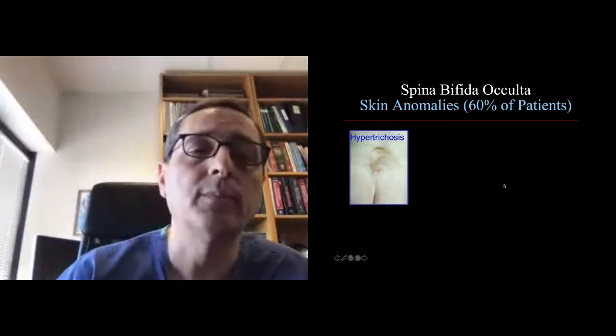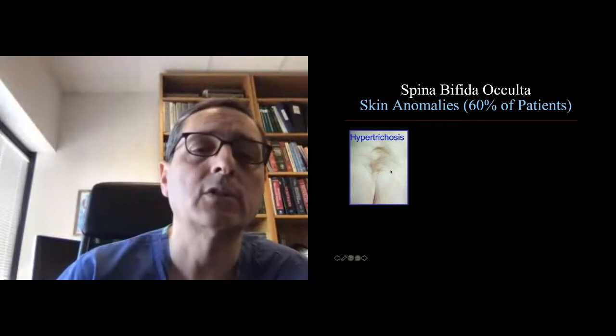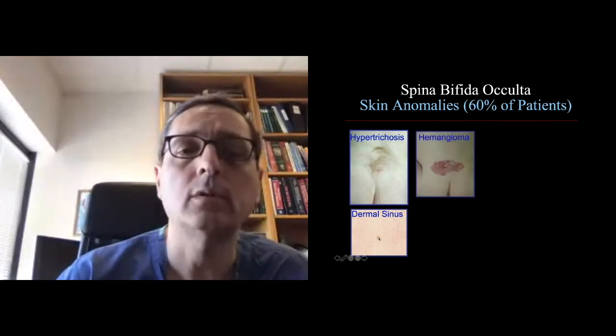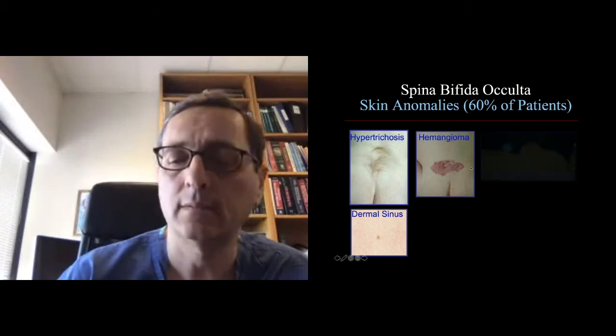It's very different from baby hair. It's coarse, it's concentrated. You can have an opening in the skin, a dermal sinus, just like what I showed you earlier. You can have a hemangioma, or just a pink staining. It's vascular structure in the skin.